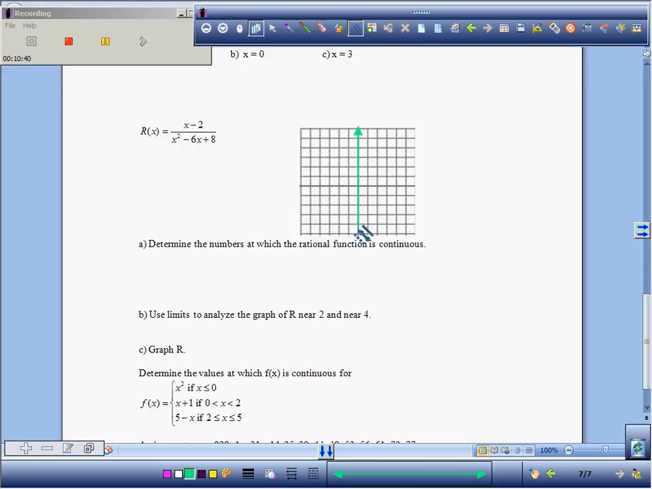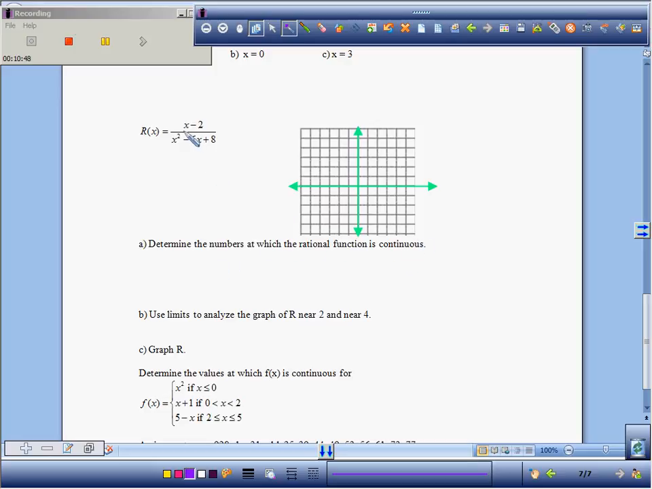Go straight this time. That's pretty good. And this is going this way. Good enough.